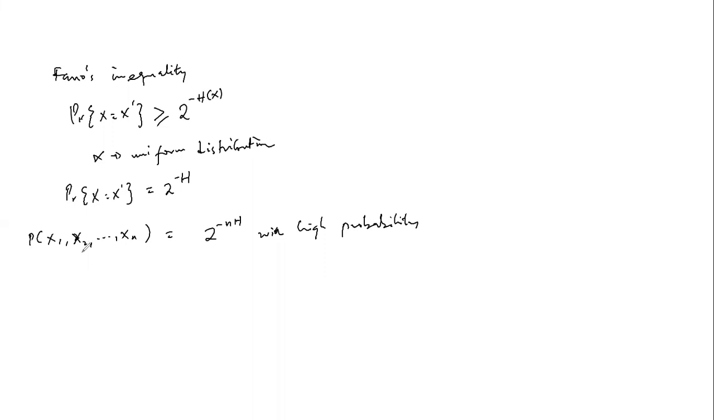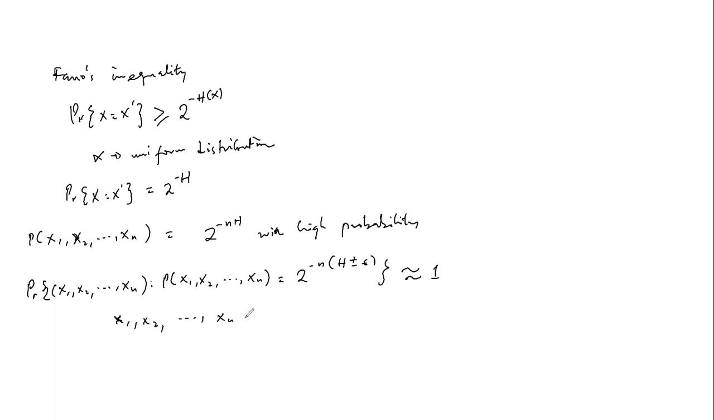So hence, if almost all events are equally surprising, which is the asymptotic equipartition property, then the probability of X1, X2, all the way to Xn will be the same as 2 to the power of minus nH, plus or minus a probability of error, and will be approximately unity. That is, if X1, X2, all the way to Xn are independent and identically distributed random variables having a distribution p of x.